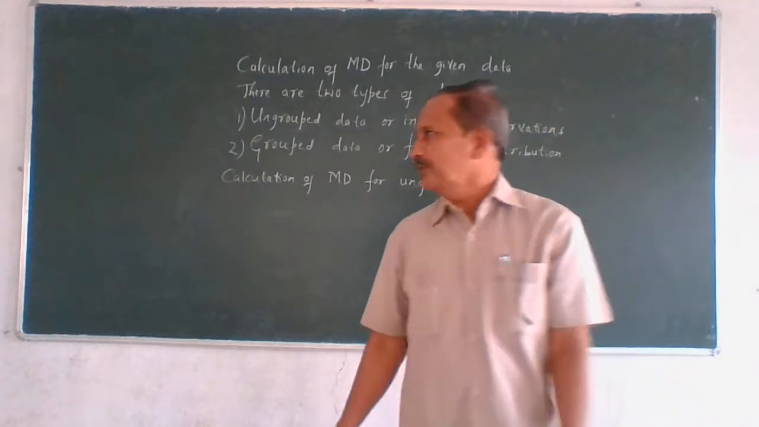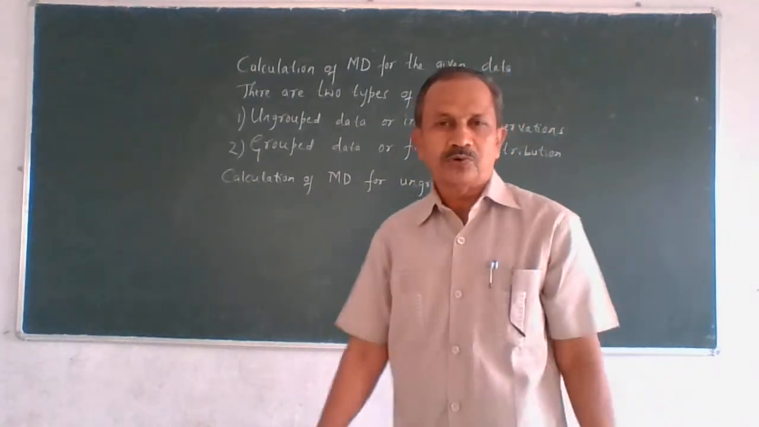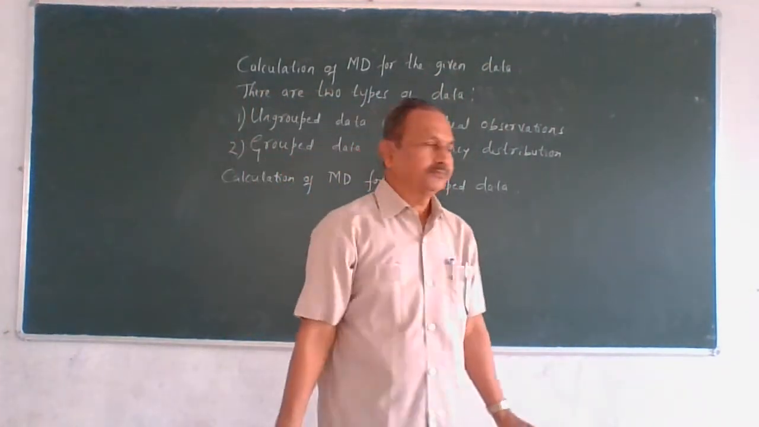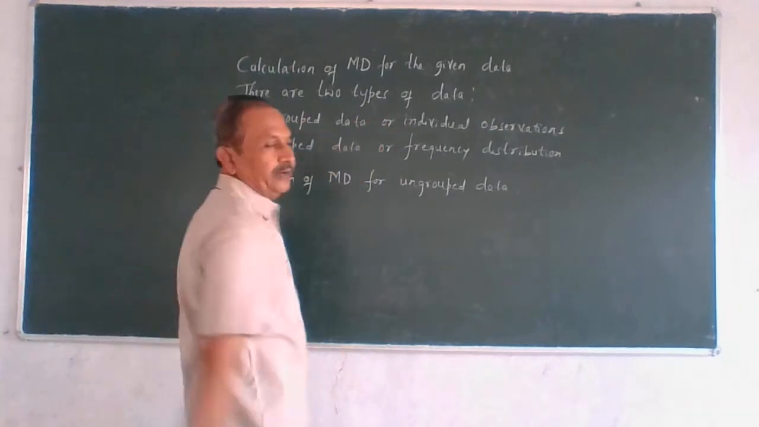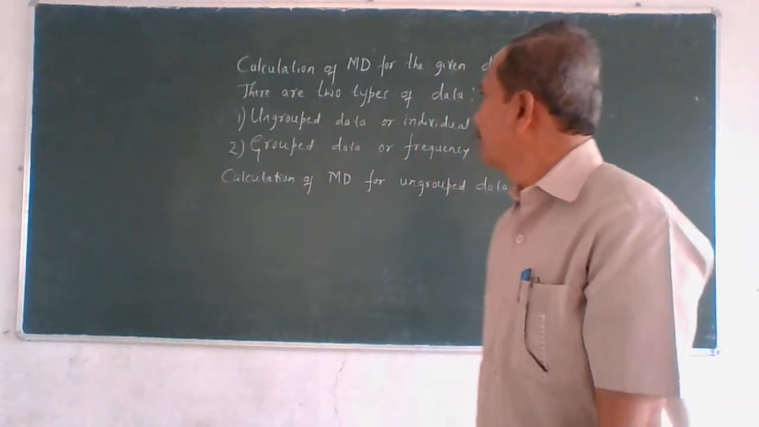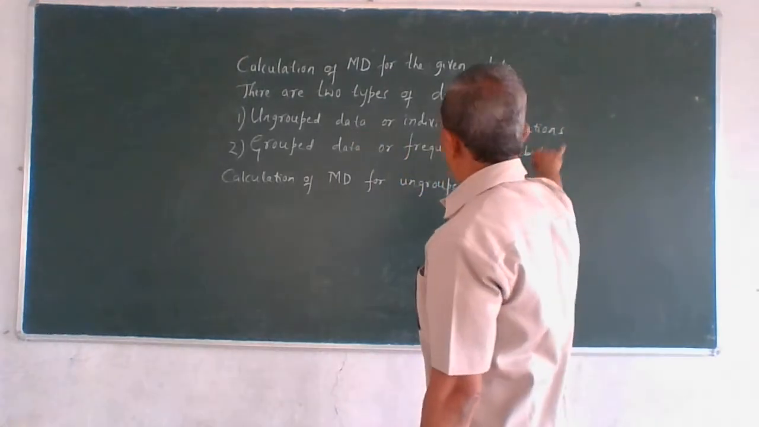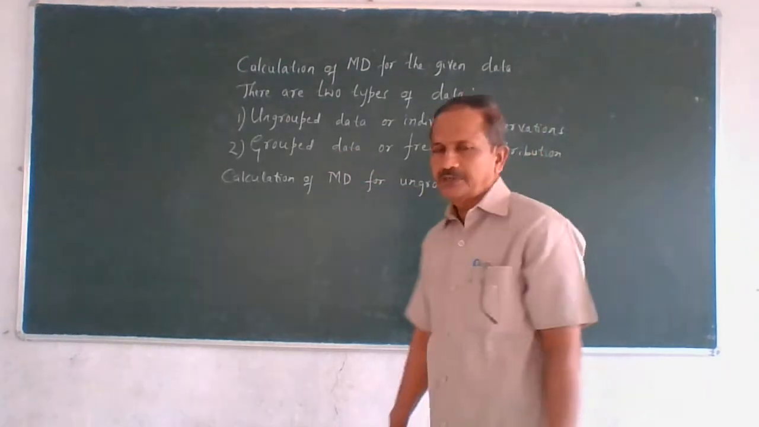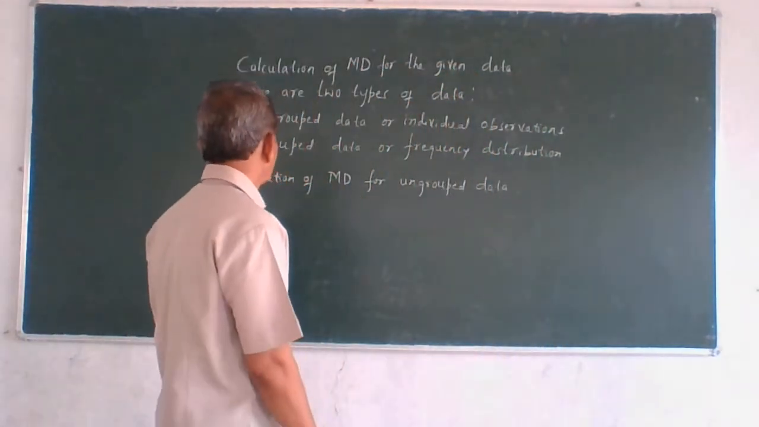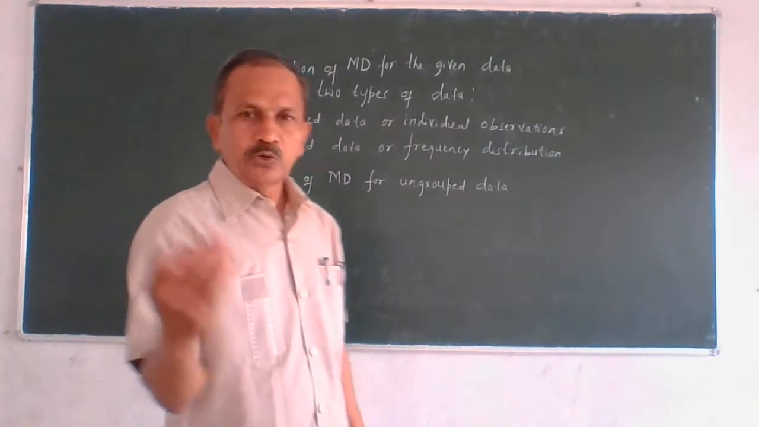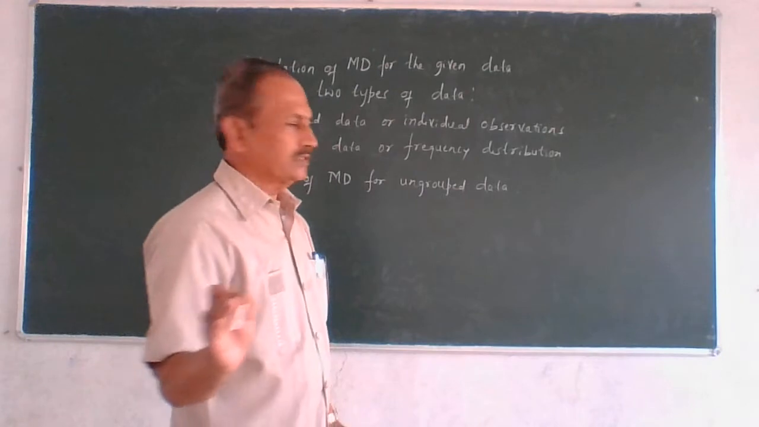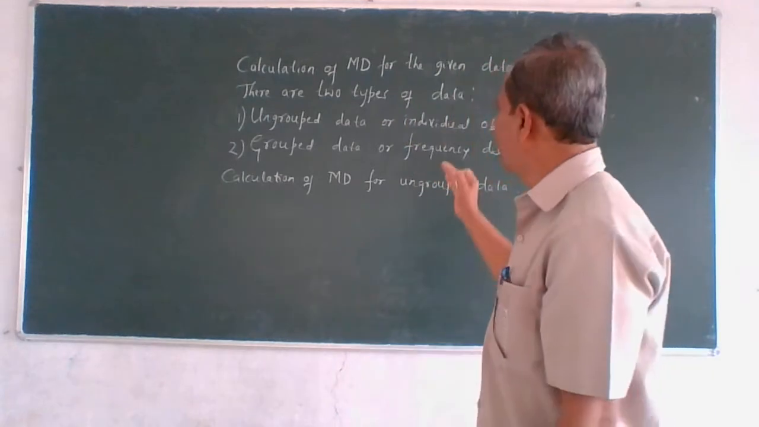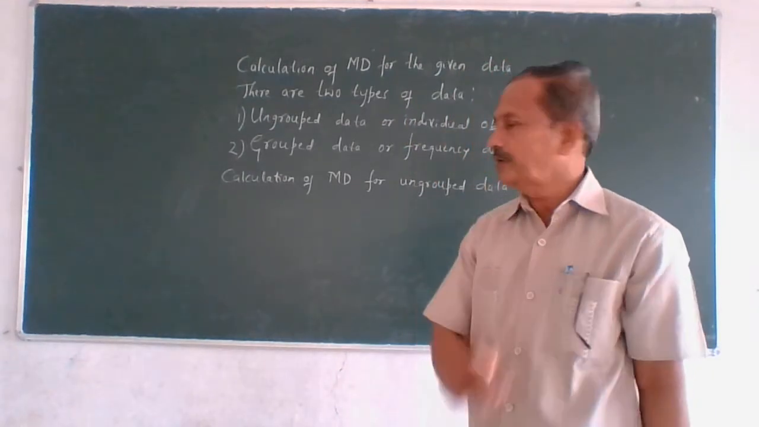Okay, today let us see the calculation of mean deviation for the given data. How to calculate the mean deviation? There are two types of data. One is ungrouped data or individual observations, and the other one is grouped data or frequency distribution. In ungrouped data, there are no frequencies, only the observations. In grouped data, along with the observations, frequencies are there. That is the difference between grouped and ungrouped data.